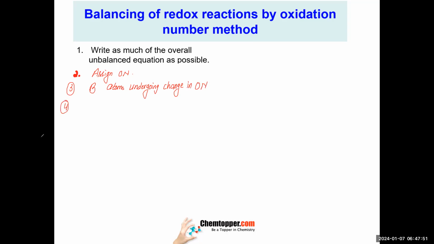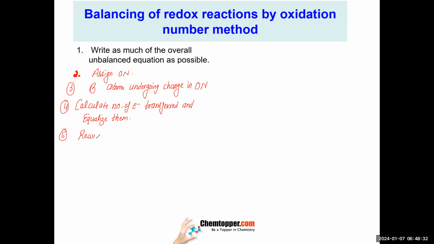Rule number 4, equalize. Calculate the number of electrons transferred. One is undergoing oxidation, the other reduction. So we have to check how many electrons are transferred and equalize them. I'll show you how to equalize. Number of electrons gained and lost must be equal. These are 4 rules.